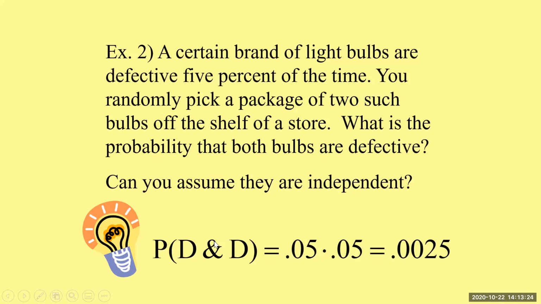So since we have the probability of "and," both are defective, we're going to multiply. The probability the first is defective is 0.05 times the probability that the second one is defective, 0.05. Crunch the numbers, and we get a probability of 0.0025. So very, very small, which should ring true, because if you're buying a package of bulbs, there should be a very small chance that you get two defective.